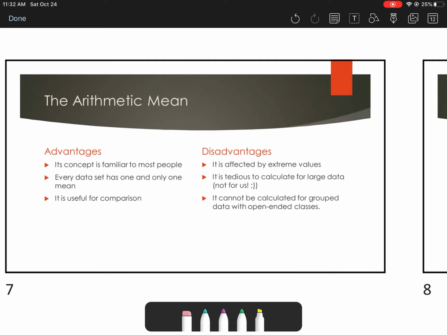It is also tedious to calculate for large data. But not for us, because we're going to be using Excel, and we won't have crazy numbers of data either. And it cannot be calculated for group data with open-ended classes.